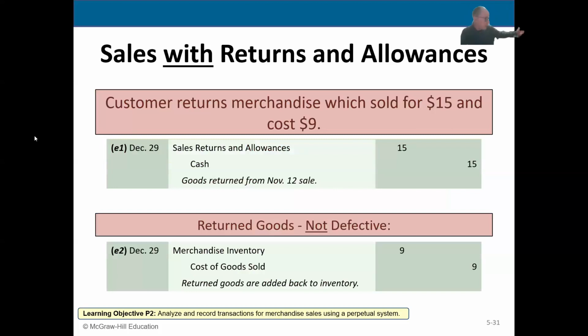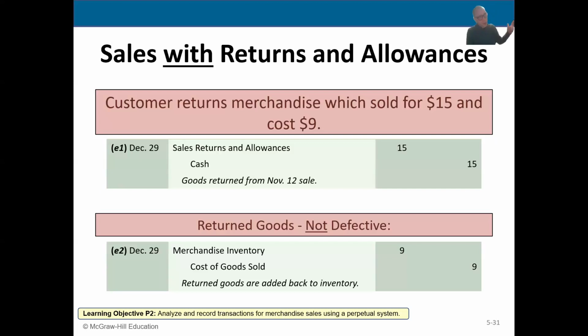With returns and allowances, it works very similar to the way it does with our vendors. Here we have a customer who came back to us and said, hey, you sold us $15 worth of stuff and it's not good. Okay, no problem. Option 1 is a return. We debit sales returns and allowances $15 and we credit cash $15. Represent the goods that have been returned to us.